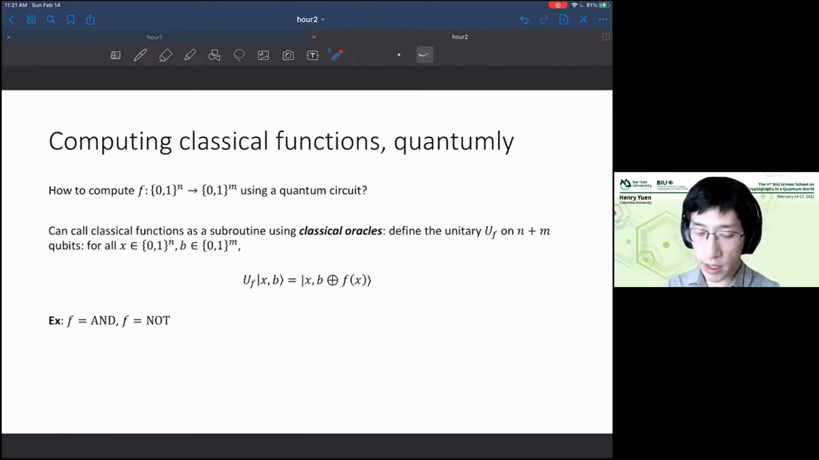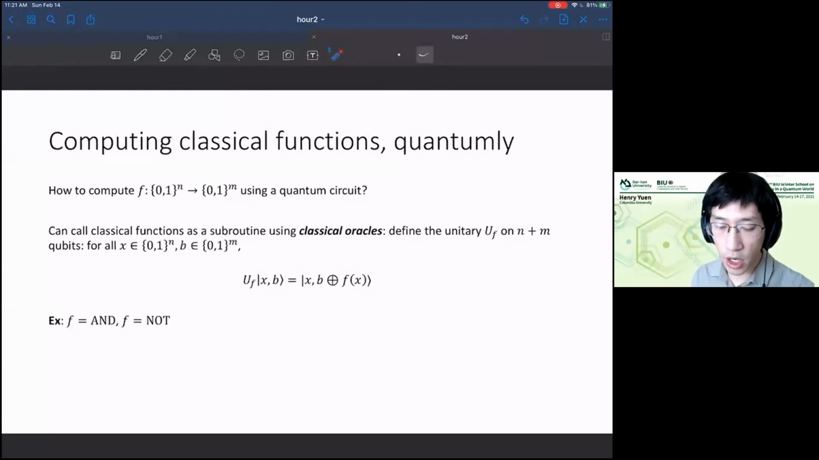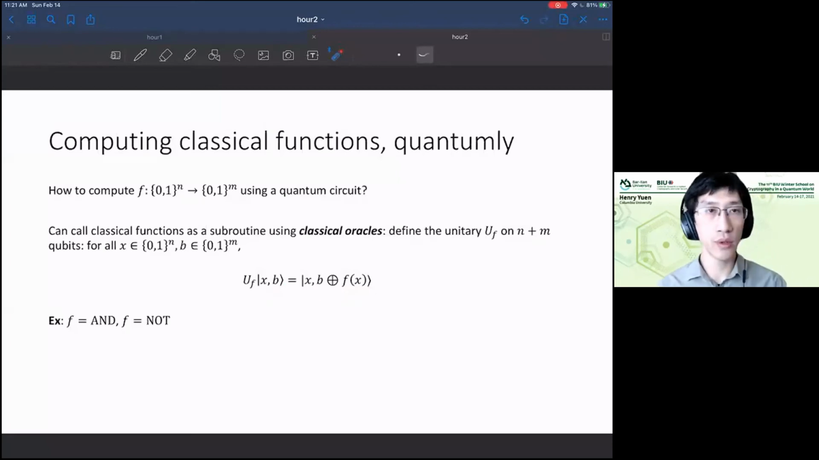So the way to do that is, for every such Boolean function f, there's an associated unitary U sub f. It acts on n plus m qubits. And the way it behaves is, the first n qubits represent the inputs in the standard basis. And then we have this target register B that has some fixed value. And this unitary will just add the value of f of x into this target register. So this is bitwise XOR.